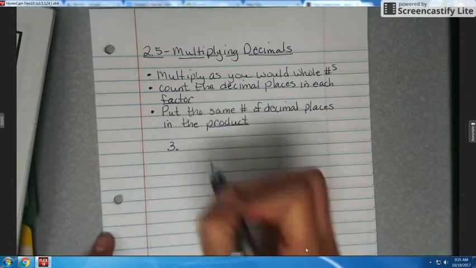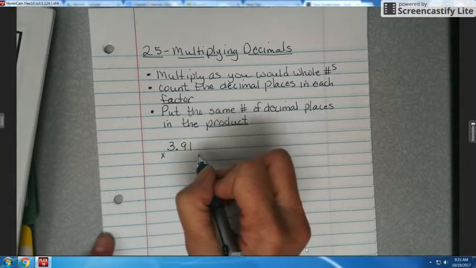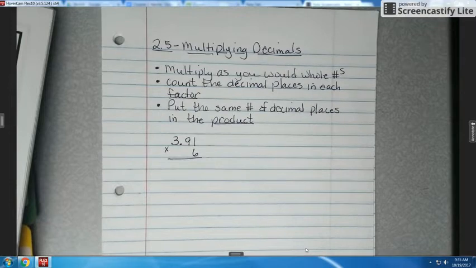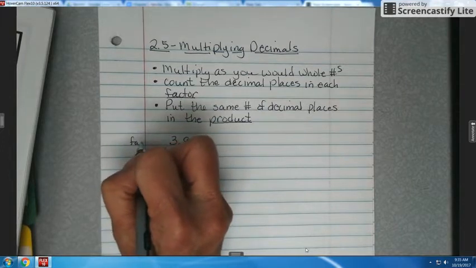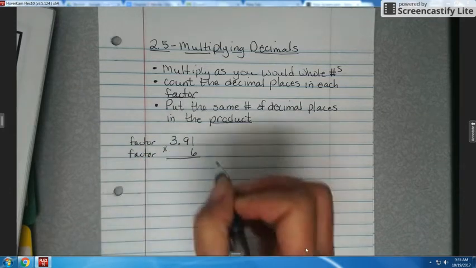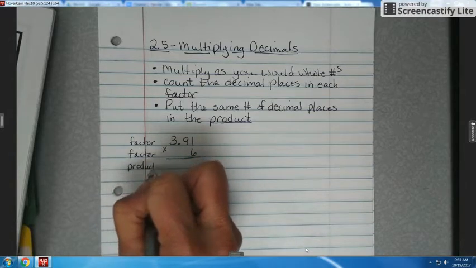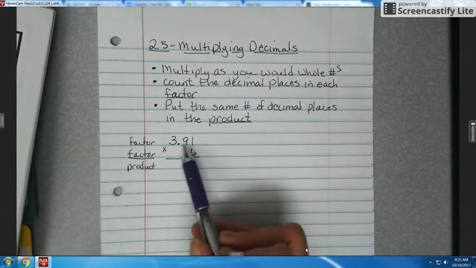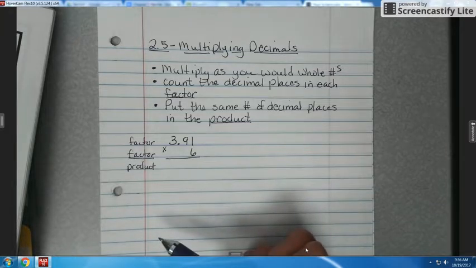So 3 and 91 hundredths multiplied by 6, which is a whole number. We're going to stop and take a look at this problem before we start multiplying. 3 and 91 hundredths is a factor. 6 is a factor. And the answer that you get is going to be the product. Another thing we're going to talk about is the fact that we did not line up the decimals. So you're going to need to remember the difference between addition and subtraction and multiplication.